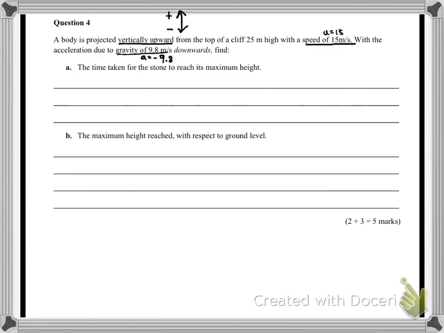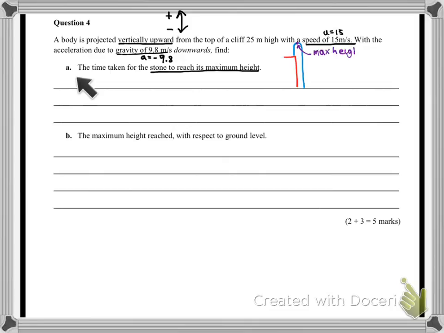Now, in this kind of problem, a vertical motion problem, we've got to identify some directions. So let's say going vertically upwards, that's positive direction, and going down, it's going to be negative direction. We've got an initial velocity of 15, so u is equal to 15. And we've got the acceleration due to gravity, 9.8. Well, that's in the direction downwards, always down towards the ground, so it's going to be a negative 9.8.